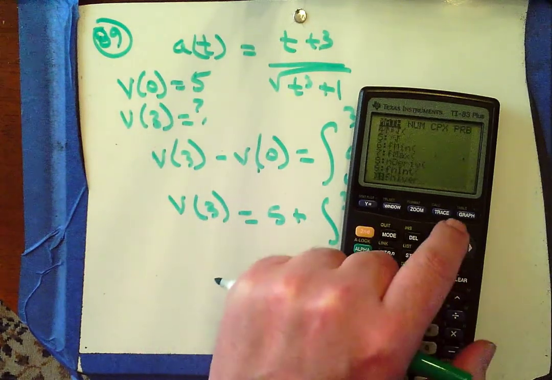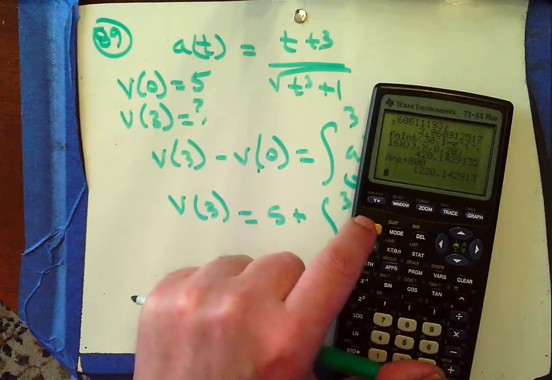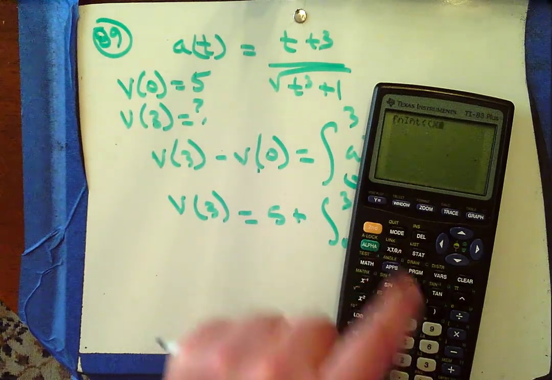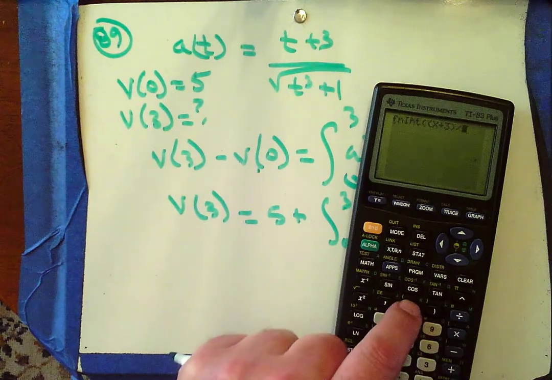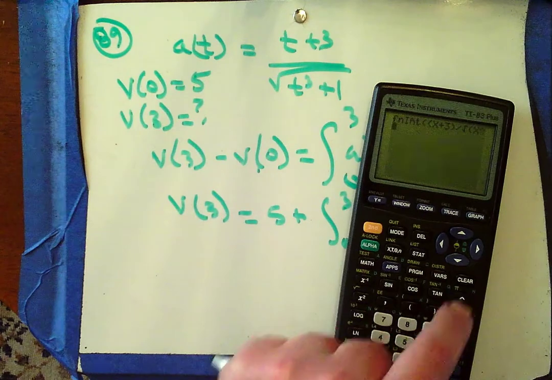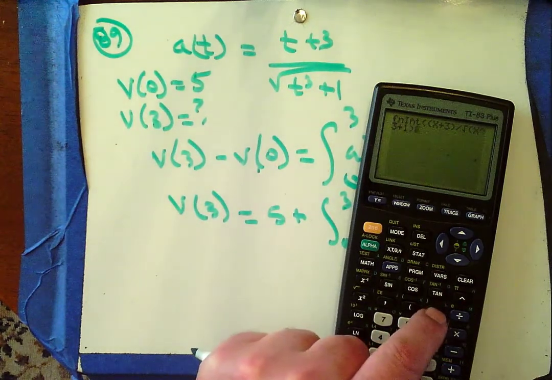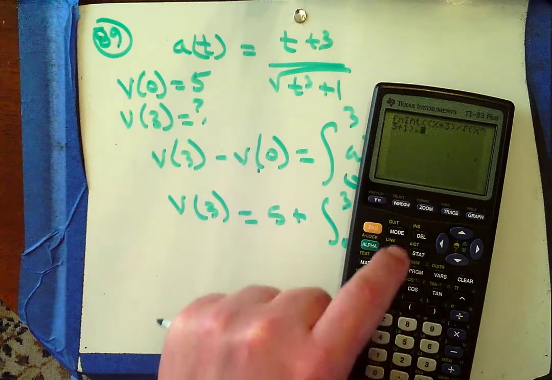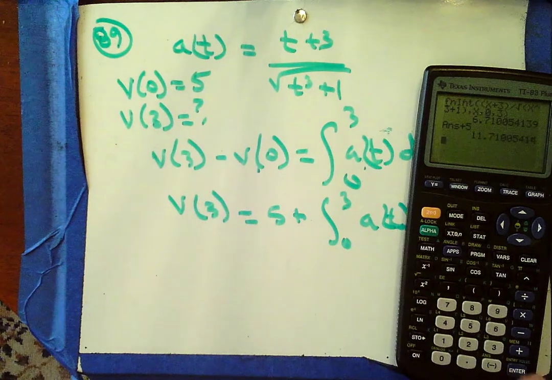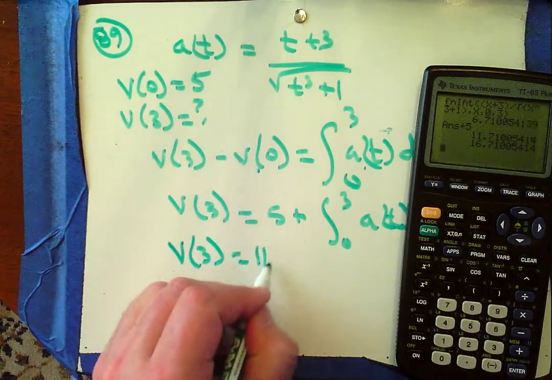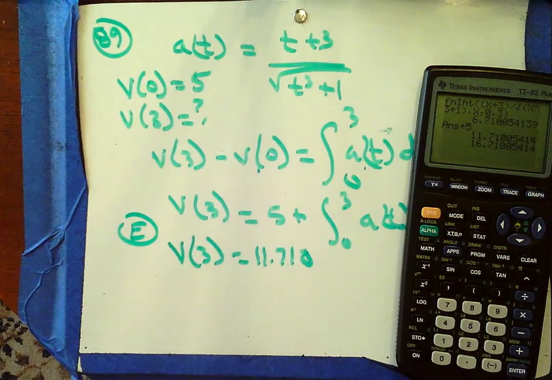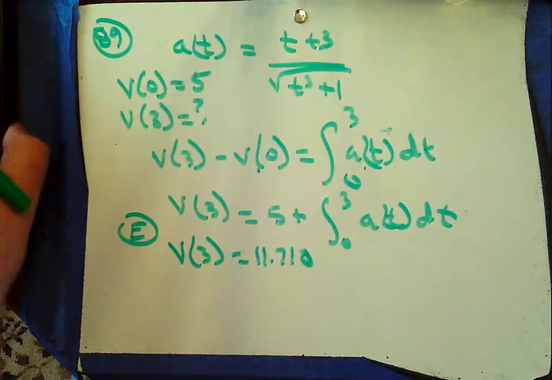So math integrate. Don't forget parentheses around all the stuff up top. X plus 3 divided by parentheses. Actually, everything's in that radical, so square root of x to the third plus 1, close parentheses on that radical, comma x, comma 0, comma 3. Don't forget we still need to add 5 to the value of this integral, and so I get v of 3 equals 11.710. 11.710 is choice E for number 89. 89 is E.